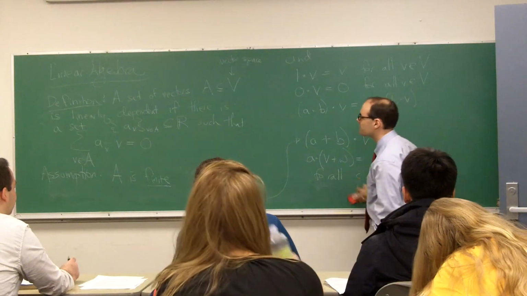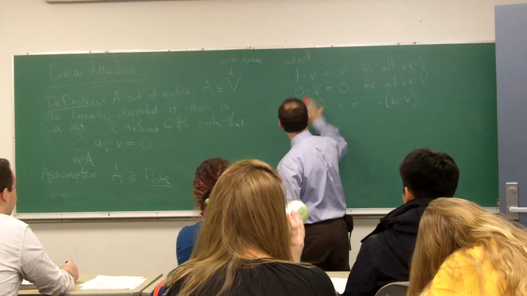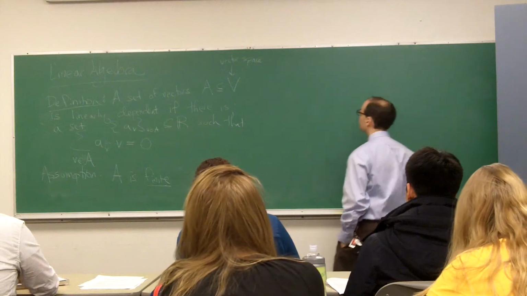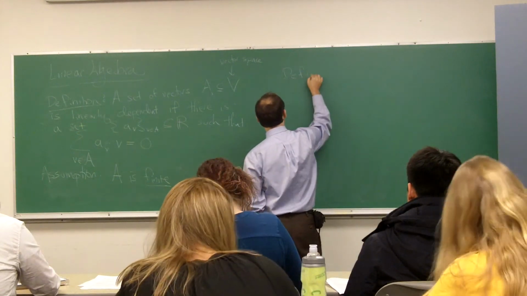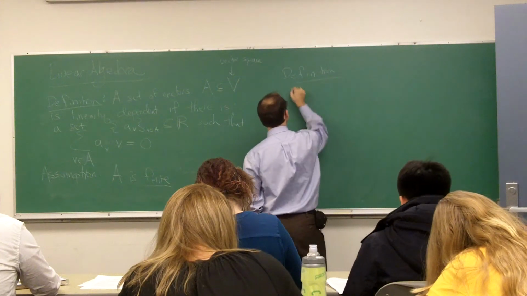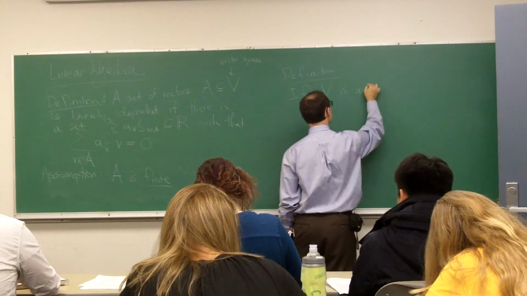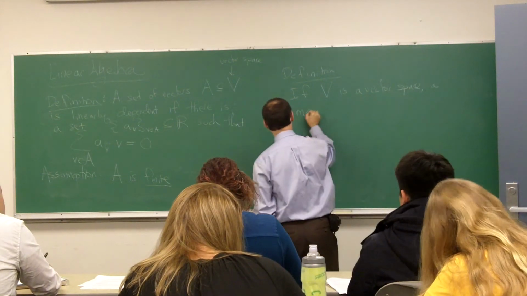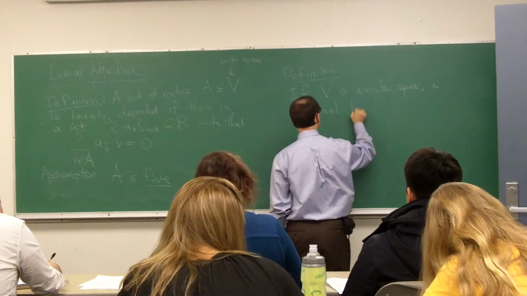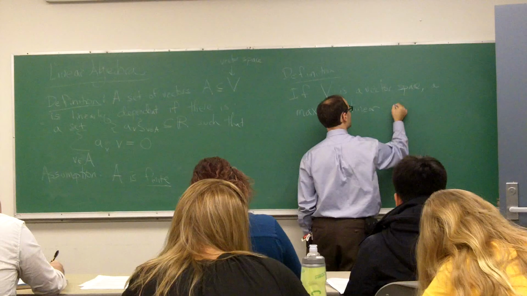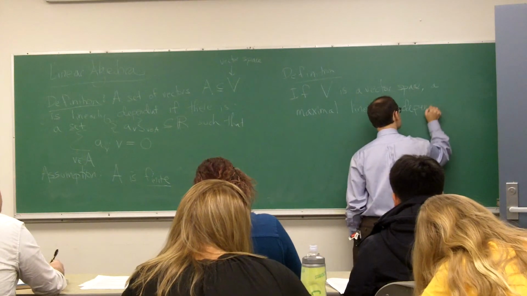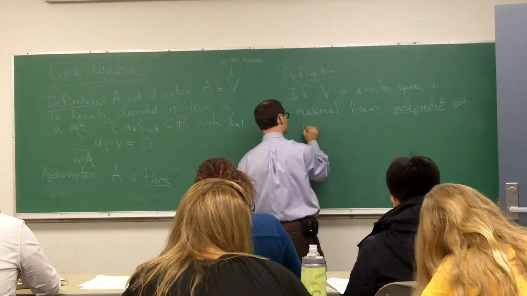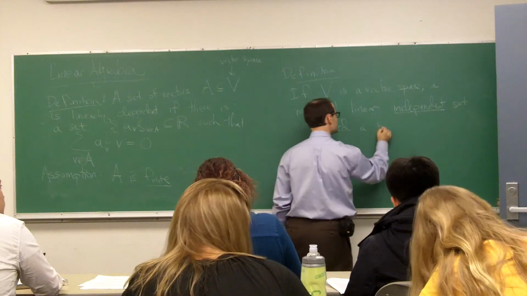So that's what linear dependence means. And then a basis is a maximal linear independent set. So, definition, in fact: if V is a vector space, a maximal linear independent set is called a basis.